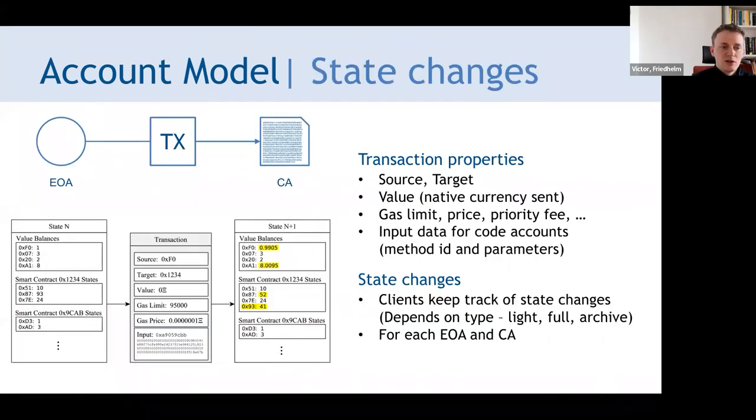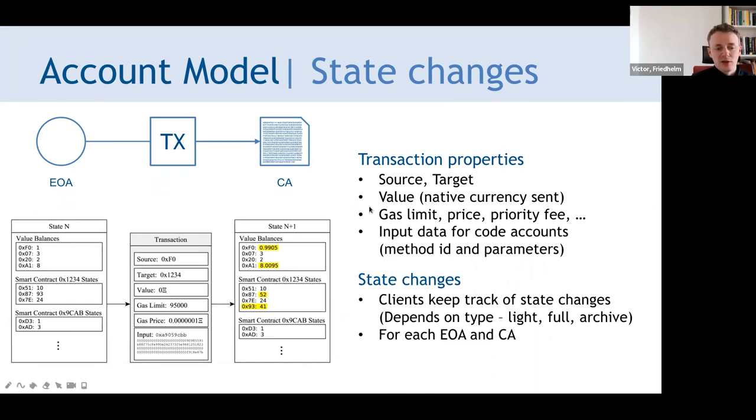So in the account model, we keep track of state changes. I previously said in the UTXO model, we usually keep track of all of these UTXOs. In the account model, it's the state changes. So a transaction, like here again on the top, may have a couple of properties. It calls some target account. It usually specifies some value that's being sent, so for example, one ether, or it could also send zero ether.